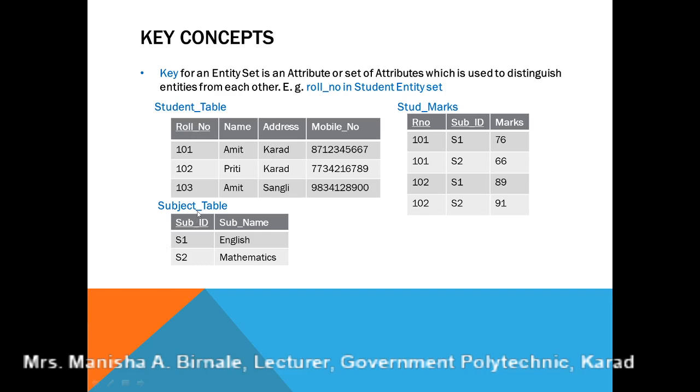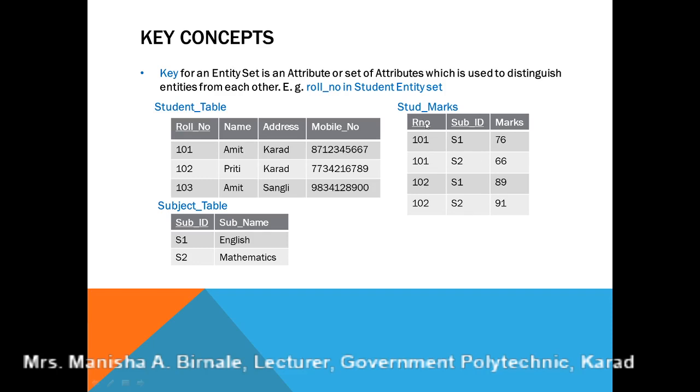Similarly, in this subject table, you can see that subject ID is unique, so it is working as a key attribute. It is a primary key. In the Studmarks table, you can see that roll number is repeated. Two times roll number 101 is appearing in this table. Here 102 is also repeated.